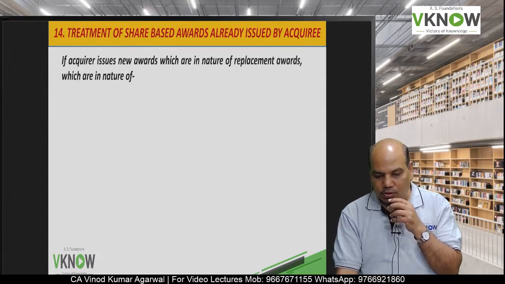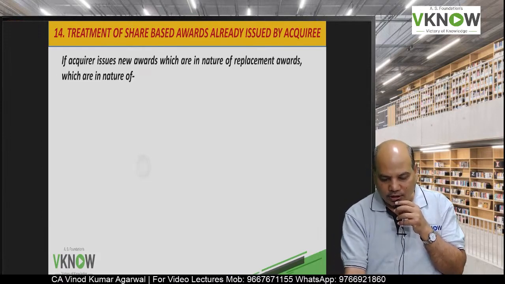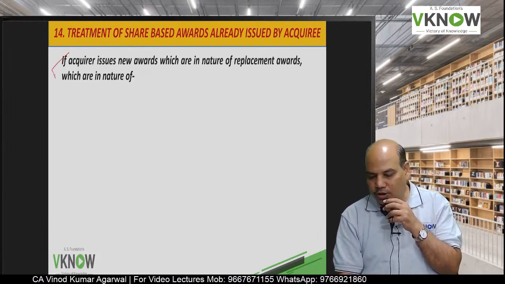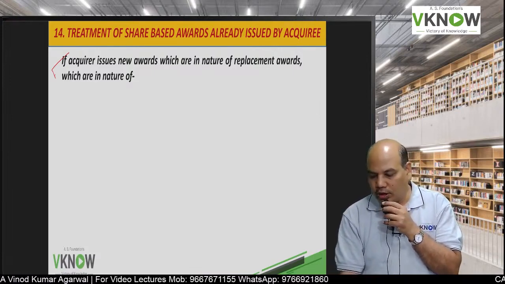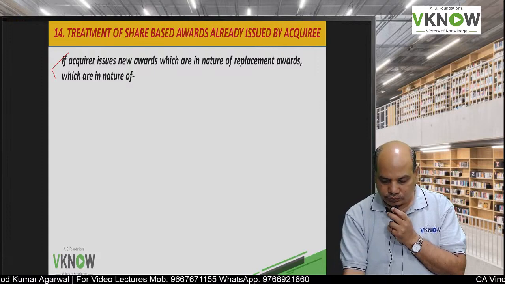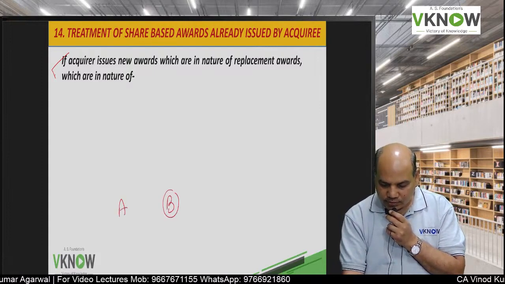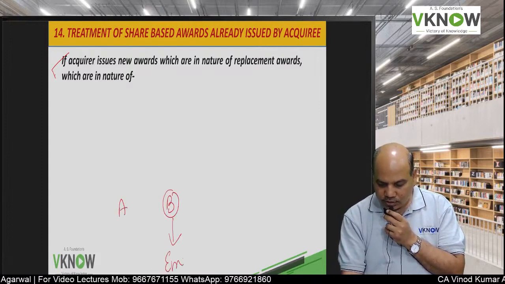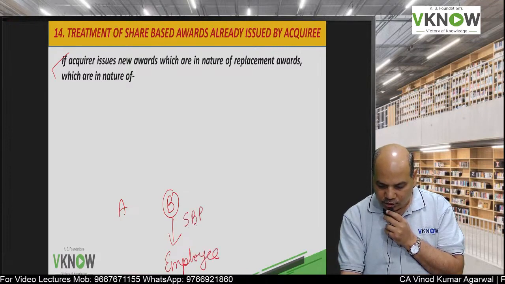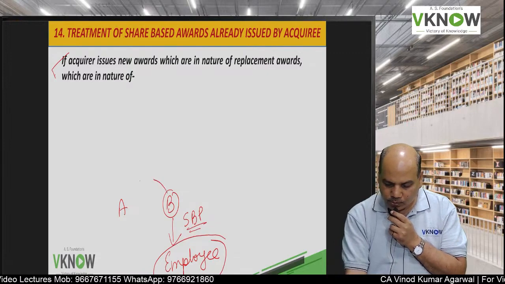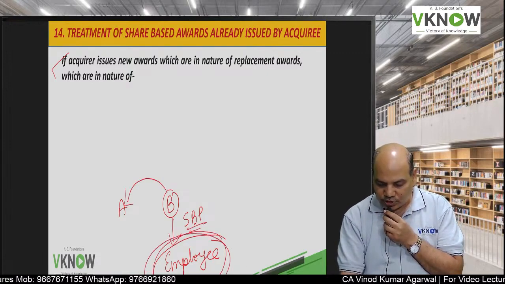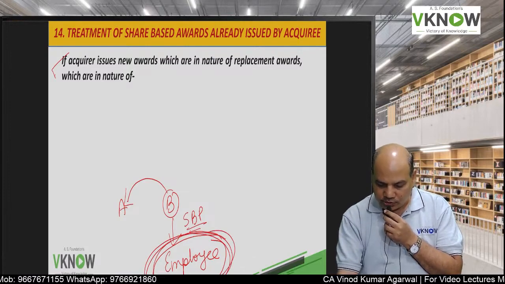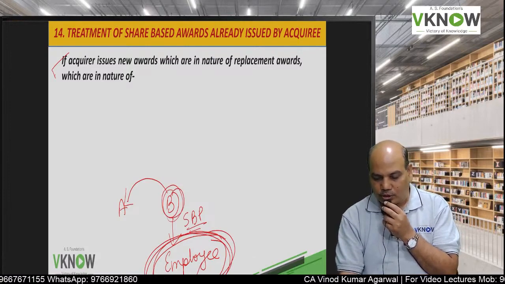Now another highly tested area is treatment of share based award already issued by the acquiree. A has acquired B. B has given share based payment award to the employee. B is acquired by A. What will happen to those SBP which is promised by B to its employee?